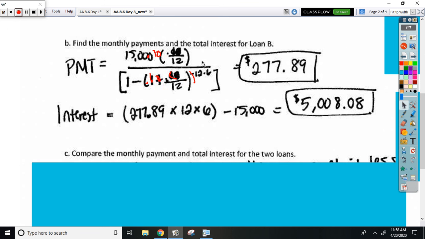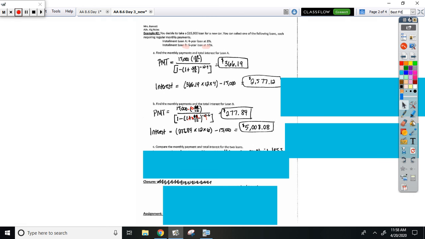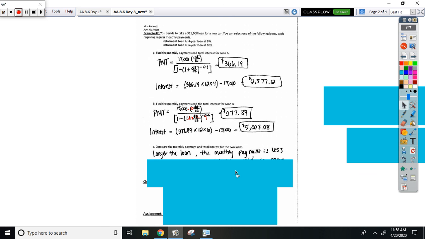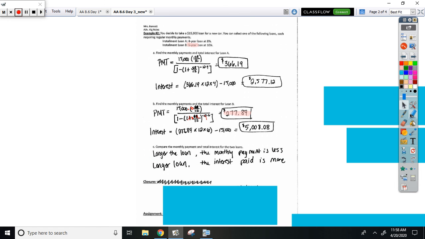So again, I'm going to make this fit a little bit better so we can see all our answers here. And then again, comparing the monthly loans, the longer the loan is, the less your monthly payment is. So the 6-year loan was longer, you're paying a less monthly payment. But the longer the loan is, the more interest you're paying. So between these two interests, you're almost paying double the interest as well over that long period.